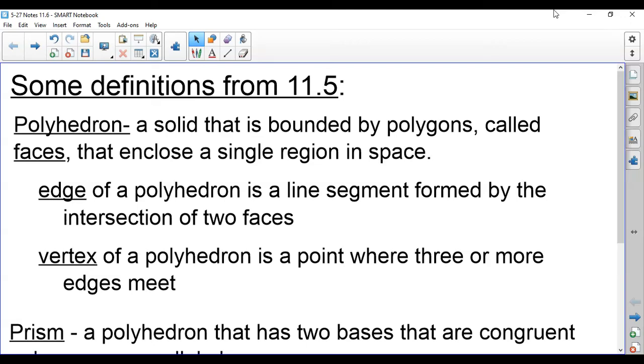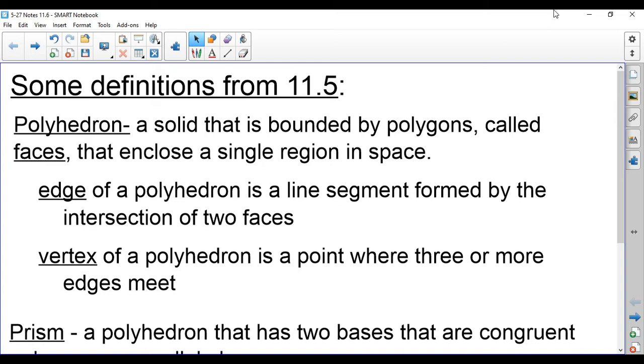Since we're trying to cover the most important material between now and the end of the year, and we had to cut some things out, we're going to skip section 11.5. But there are some definitions from 11.5 that you need for 11.6 and 11.7. The first is a polyhedron, plural polyhedra. A polyhedron is a solid that is bounded by polygons called faces that enclose a single region in space.